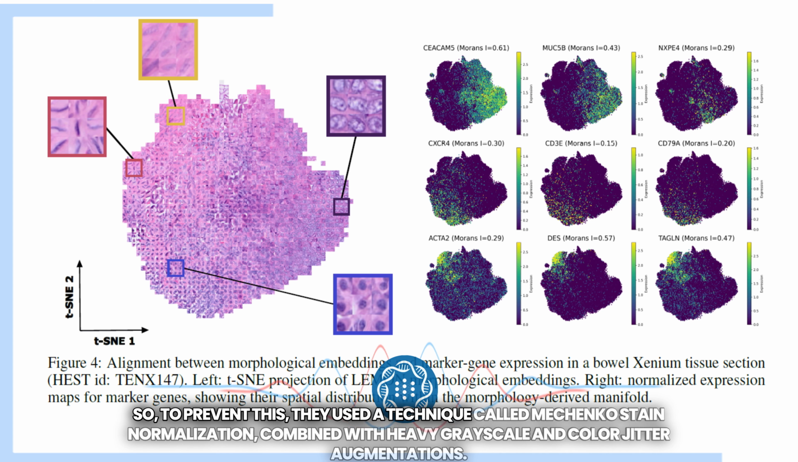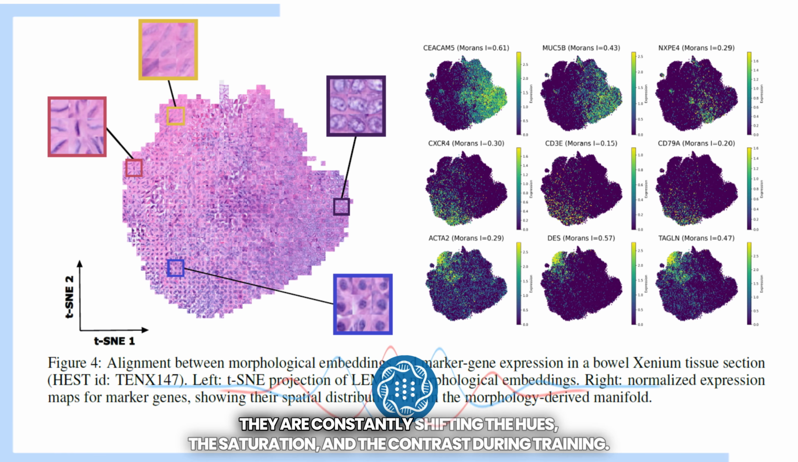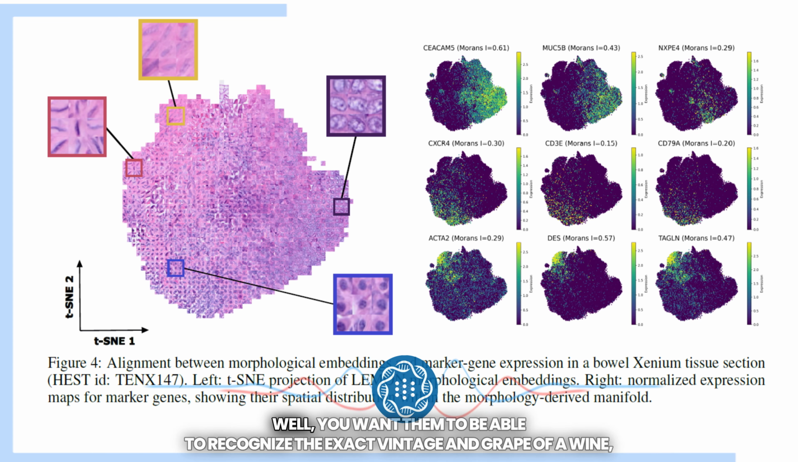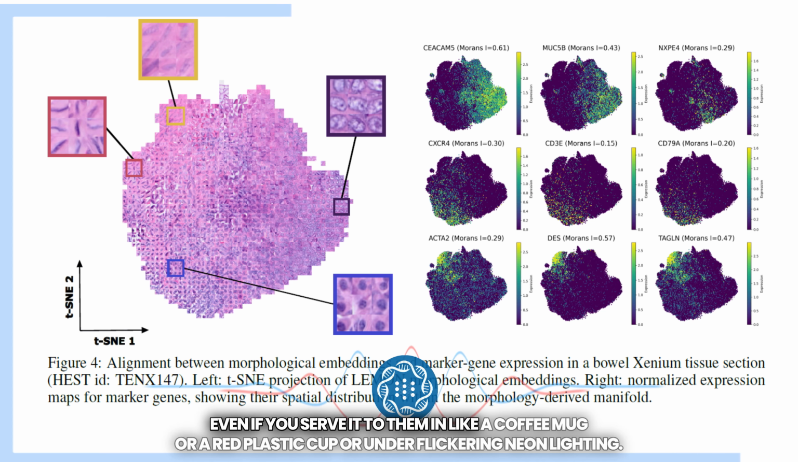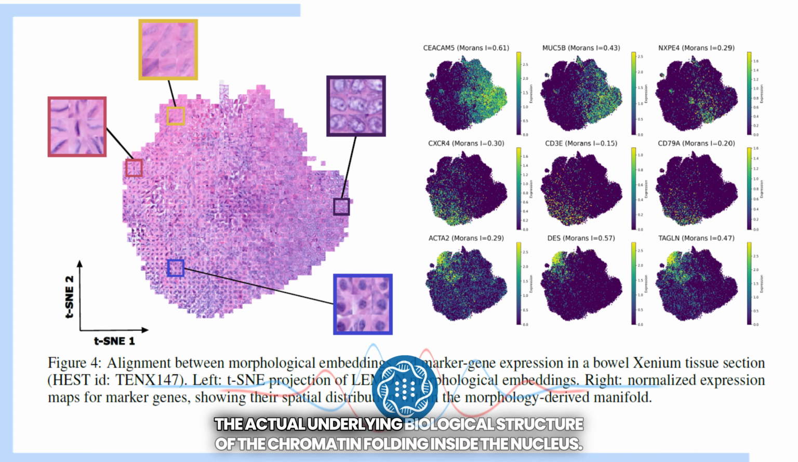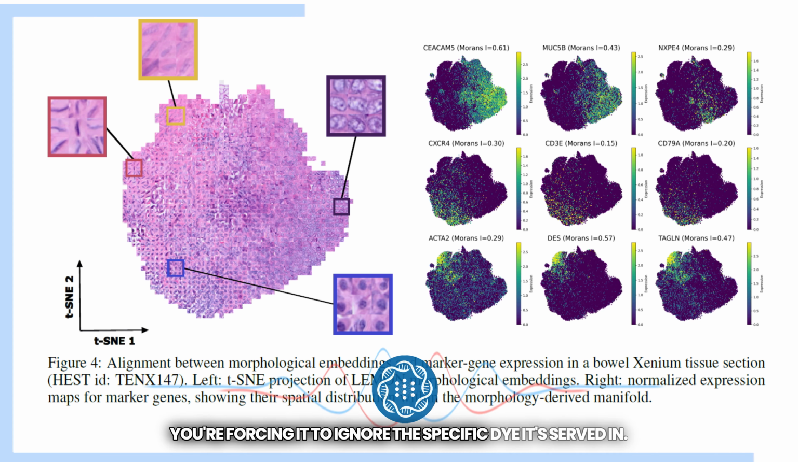So to prevent this, they used a technique called Macenko stain normalization, combined with heavy grayscale and color jitter augmentations. They are constantly shifting the hues, the saturation, and the contrast during training. It's sort of like teaching someone to become a master sommelier. Okay, how so? Well, you want them to be able to recognize the exact vintage and grape of a wine, even if you serve it to them in a coffee mug or a red plastic cup or under flickering neon lighting. Huh, yeah. You're forcing the AI to ignore the presentation and focus entirely on the taste, the actual underlying biological structure of the chromatin folding inside the nucleus. You're forcing it to ignore the specific dye it's served in.